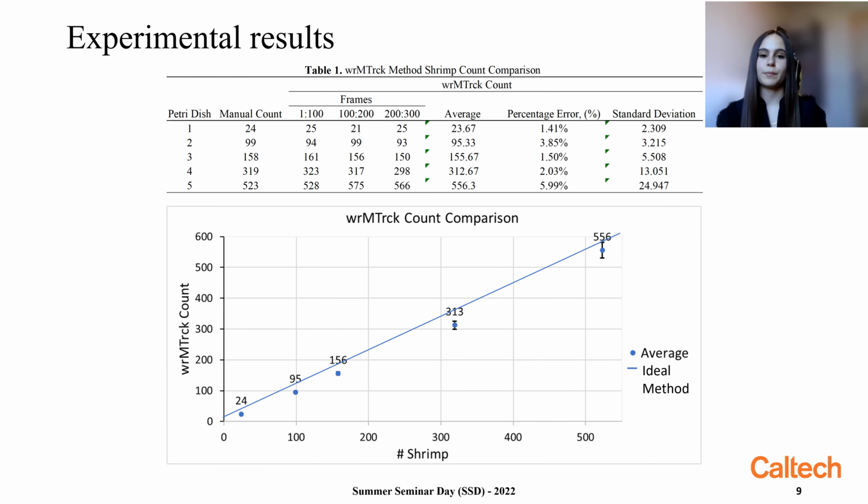Comparing the number of shrimp manually counted with the shrimp counted by the wrMTrck plugin shows good agreement between the developed method and the ground truth. Though the standard deviation increases with increasing number of shrimp, this is to be expected, as wrMTrck works best with lower densities of animals. Based on these results, we believe that wrMTrck count can be a good substitute for manual counting of shrimp.